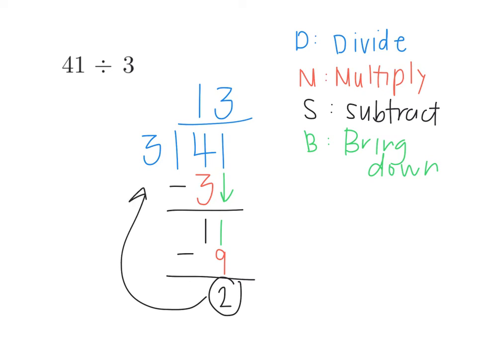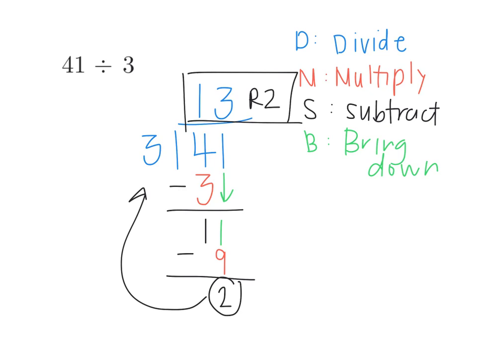Let's check. Could I put 2 into 3 equal groups? No, I can't because it's a smaller number. So that tells me that it is a remainder. If what is left over is less than the divisor, it's a remainder. So the quotient is 13 and the remainder is 2.